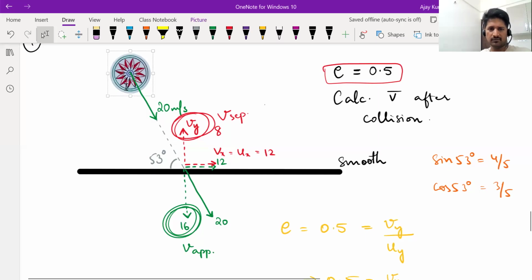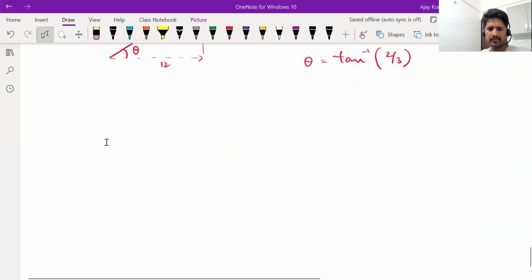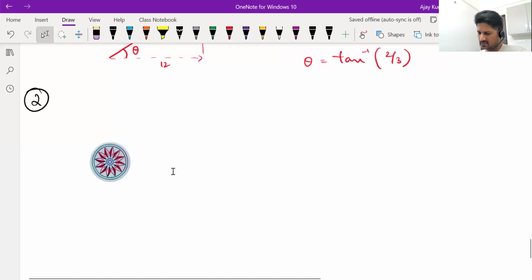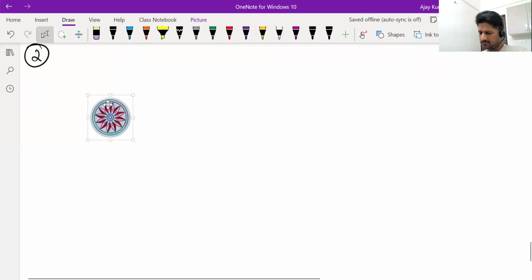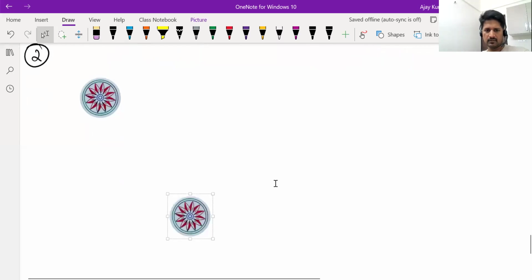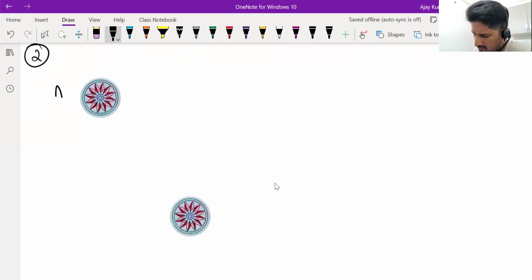Okay, let's use this itself. Suppose there are two strikers now. Let's say one is here and another one is here. We can call them A and B. They are of equal mass and the collision is going to be elastic.